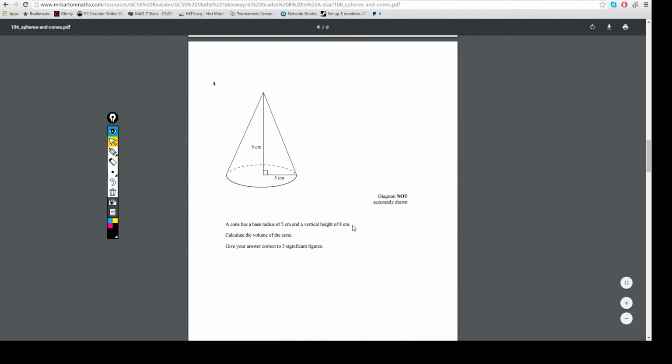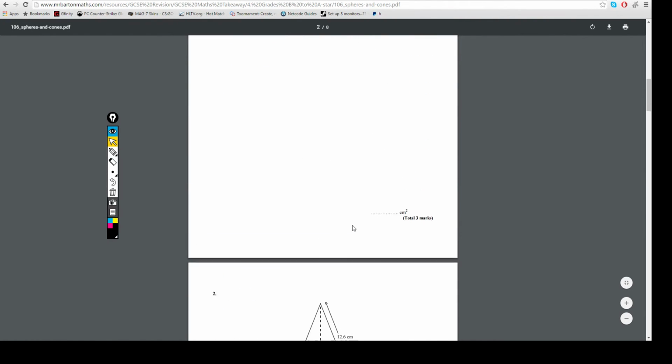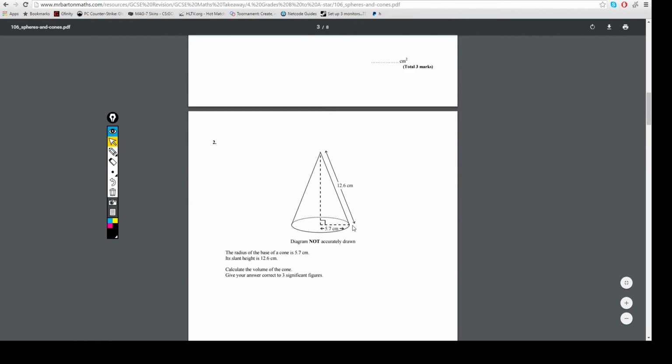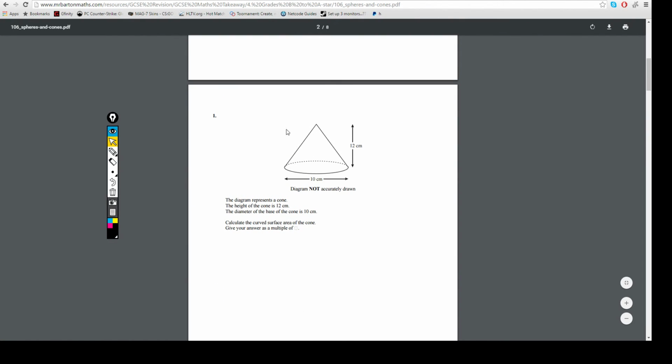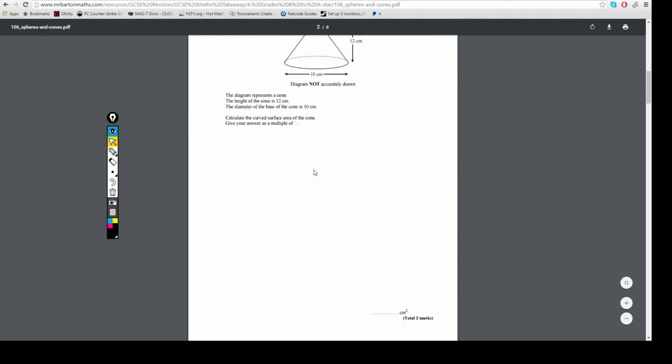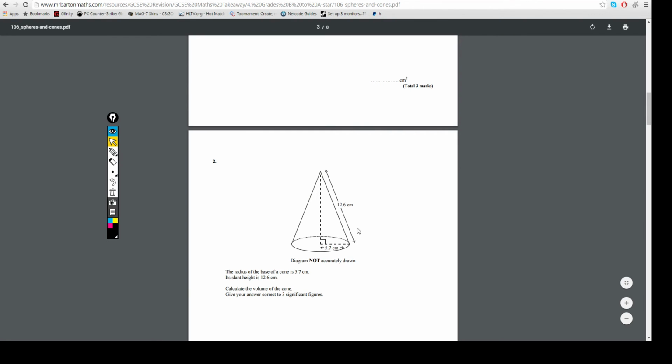And I've gone over two other questions here, this one and this one, on how to work out the curved surface area of a cone and the volume of a cone. They are pretty simple, but some people may struggle with these.